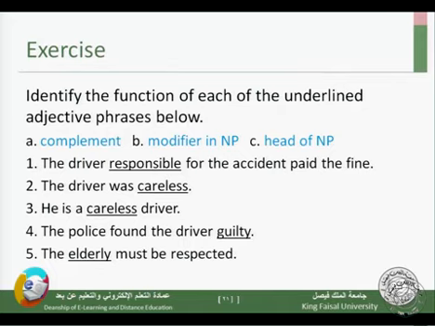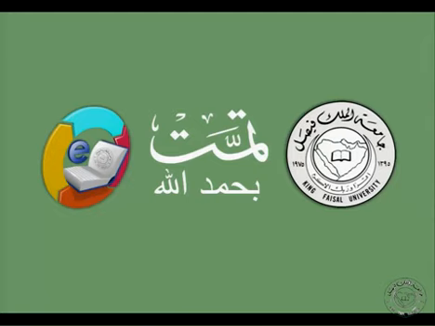Number 5, the elderly must be respected. Here the elderly is the subject, and elderly is an adjective, one of the special cases that we mentioned, an adjective that can function as the head of a nominal group. Elderly refers to the class of people who are old. So the elderly here is the head of the noun phrase, and the correct choice for number 5 is C.